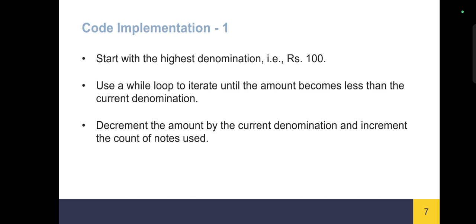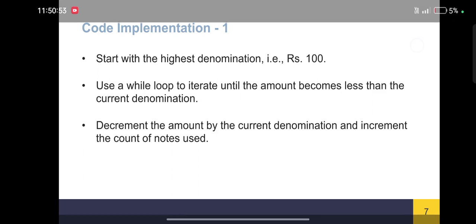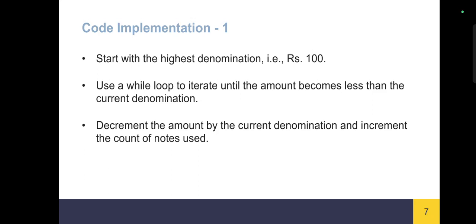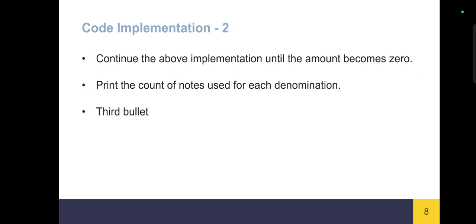Now we shall discuss how to implement the code. First step, start with the highest denomination, rupees 100. Use a while loop to iterate until the amount becomes less than the current denomination. Decrement the amount by the current denomination and increment the count of notes used. Second, continue the above implementation until the amount becomes 0. Print the count of notes used for each denomination.